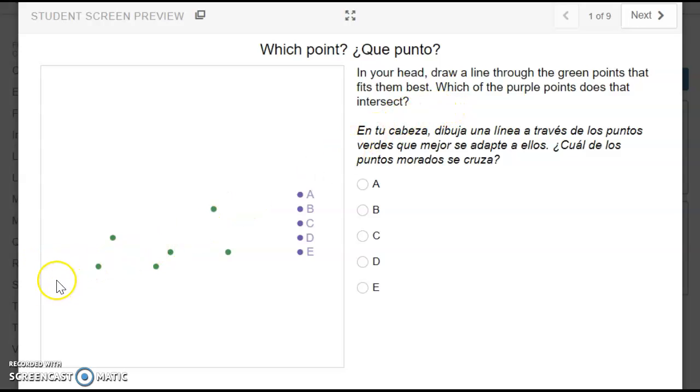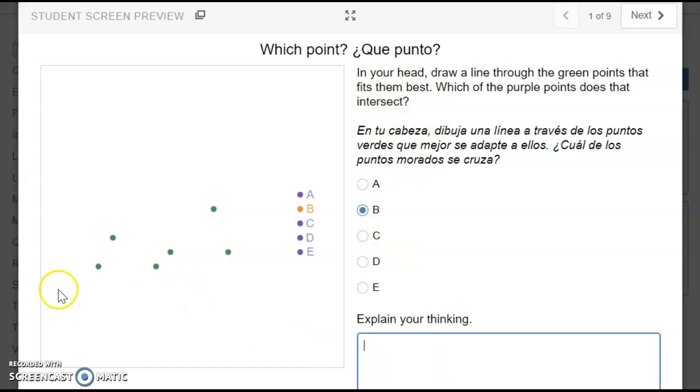Well, in my head, maybe the line could look like this. It could look like this. Could look more like this. There are many different points. Okay, so if I was to just draw it, my guess will be B. Okay, so that's my guess. And your guess might be different, and that is perfectly okay. So I'm going to click on B, and I am going to explain my thinking.